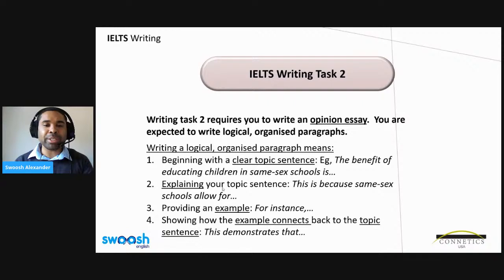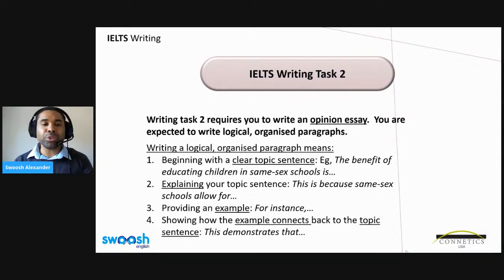So if we were to imagine that you were writing an essay on the topic of educating children in same-sex schools, you're looking at the advantages and the disadvantages of doing that, then we could start the first main body paragraph with the topic sentence, which would read something like this. The benefit of educating children in same-sex schools is, that would be our topic sentence. We're making it clear to the reader that we're focusing on the benefits or the advantages, and we make that really clear right from the first sentence. So that would be a logical way to begin our main body paragraph.